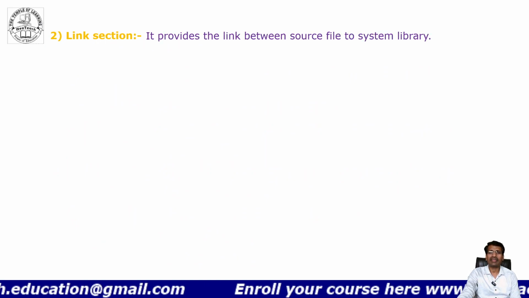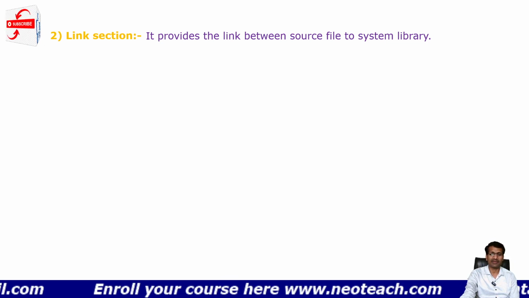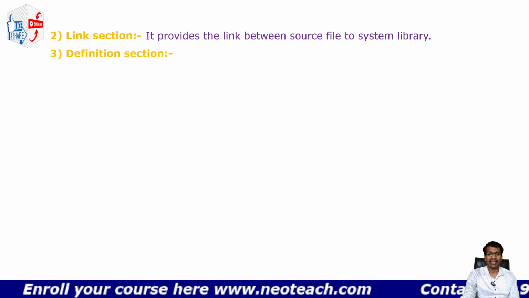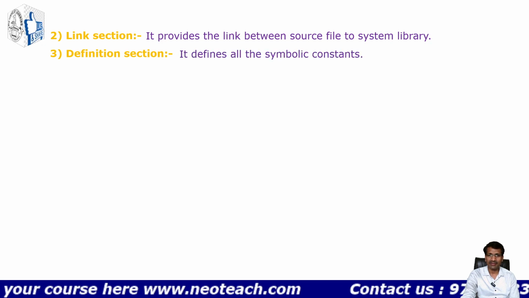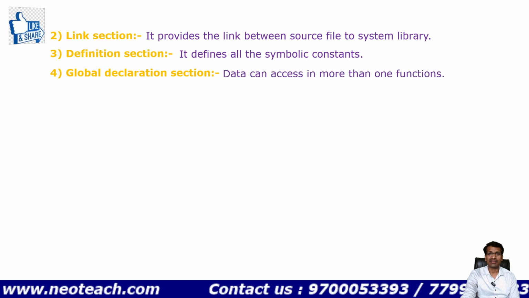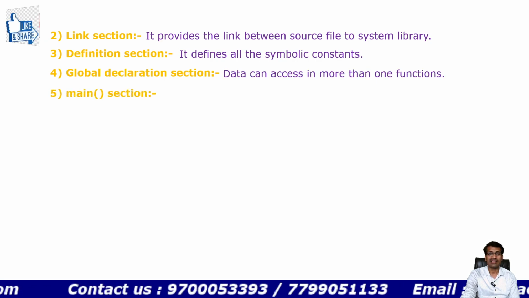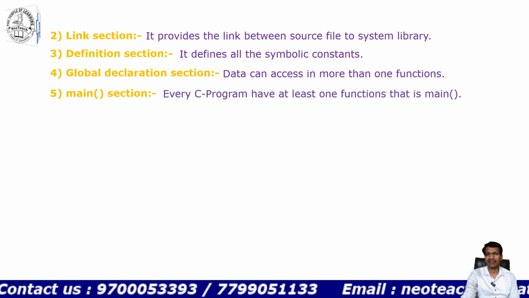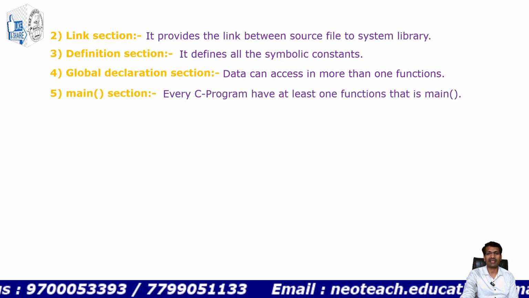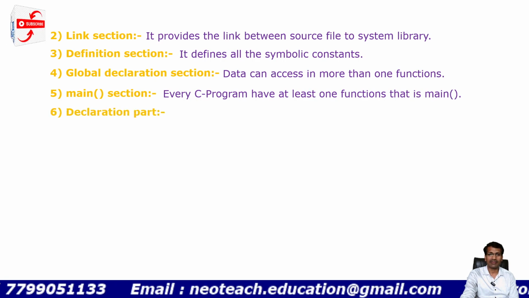And the next one is the link section. As I said, we can provide the link between the system library and our program. That I already covered. And the definition section defines the symbolic constants. And the global declaration section, so data can be accessed in more than one function. And the main section, every C program has at least one function that is called main, and it indicates the beginning of the program.